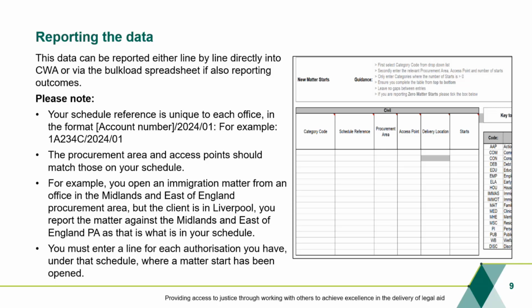The procurement area and access points should match those that are set out on your schedule. For instance, if you open an immigration matter from an office in the Midlands of East of England procurement area, but the client is in Liverpool, it's the Midlands and East of England procurement area that you need to report the matter start against. You must enter a line for each authorization you have from that office where a matter start has been opened.